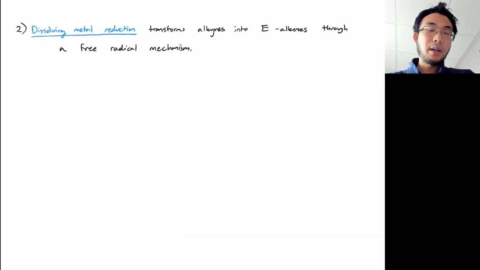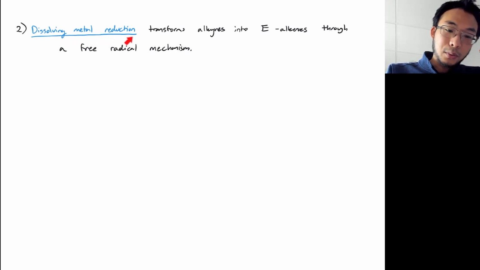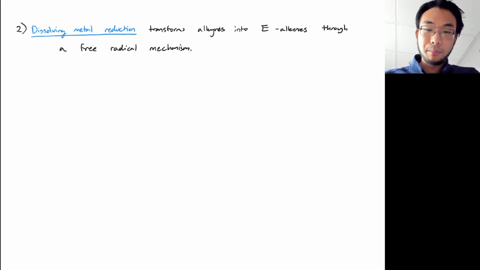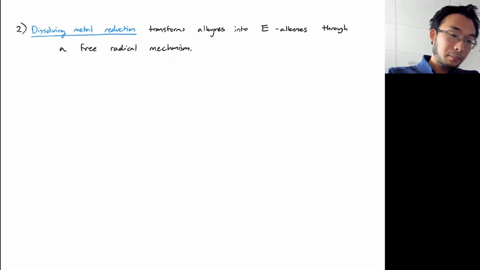Naturally, you'll wonder, well, can we achieve that same type of reduction but get to the other alkene isomer, so the E alkene? Turns out the answer is yes, but we have to do it in a very different way. And the way it's done is to use what's called a dissolving metal reduction. And this goes through a new type of mechanism called a free radical mechanism.